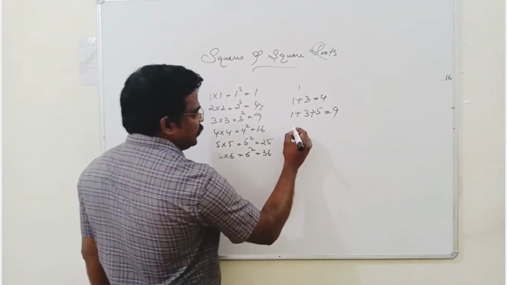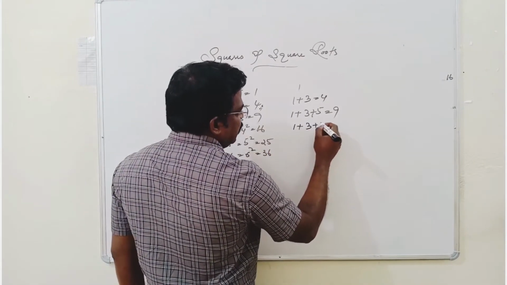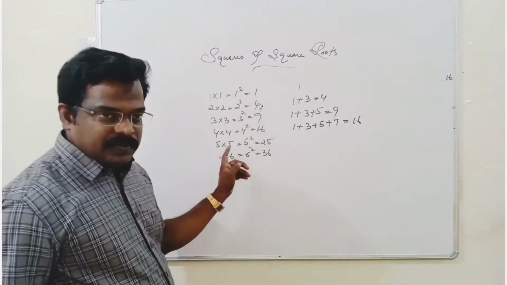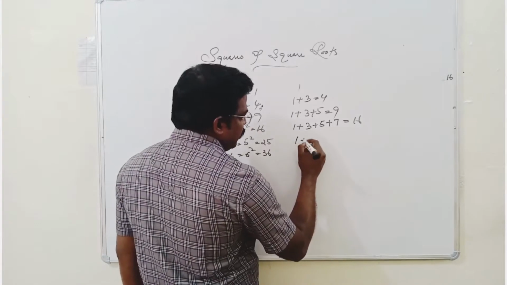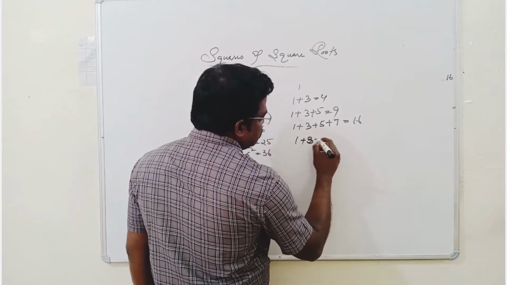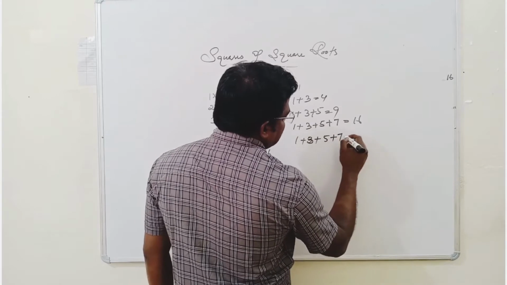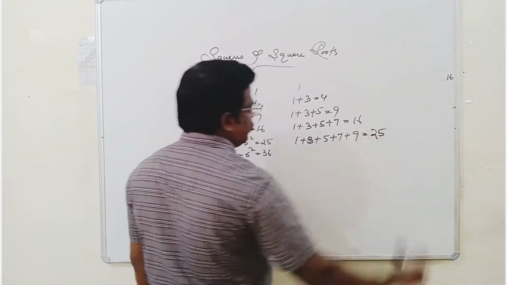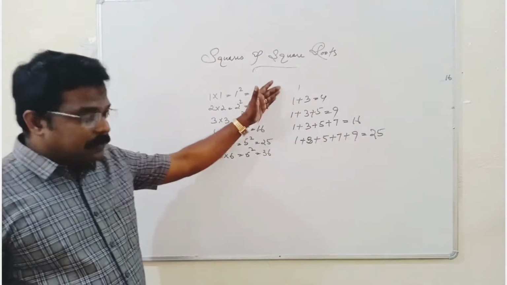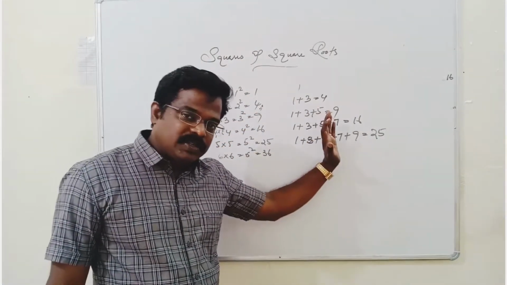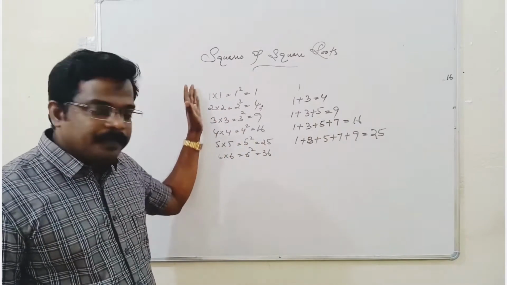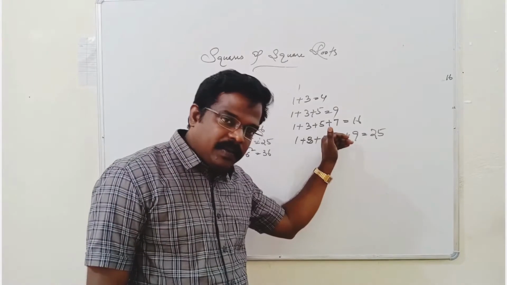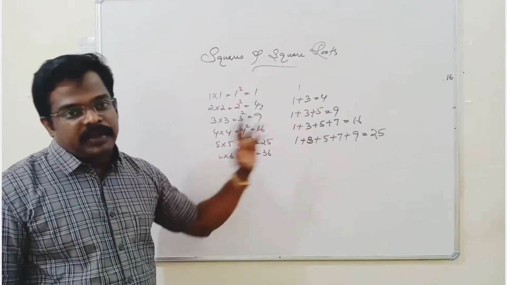Then 4: the first 4 odd numbers, 1 plus 3 plus 5 plus 7, equals 16. Then 5 squared: the first 5 odd numbers, 1 plus 3 plus 5 plus 7 plus 9, equals 25. Okay, so there is a connection between the sum of the first odd numbers and the number. So the sum of the first n odd numbers is n squared.